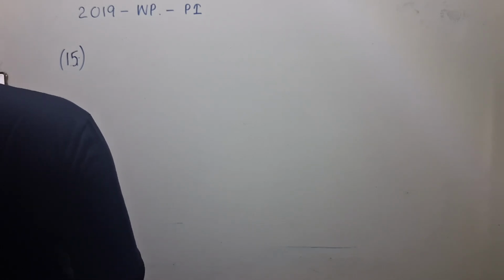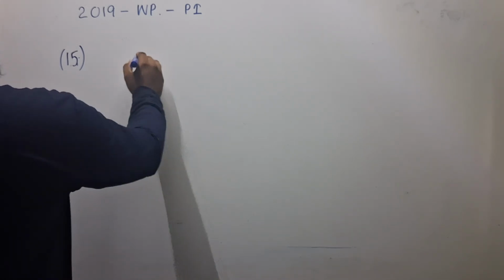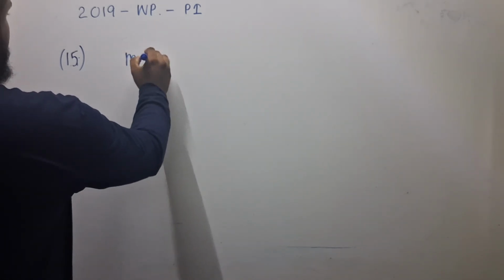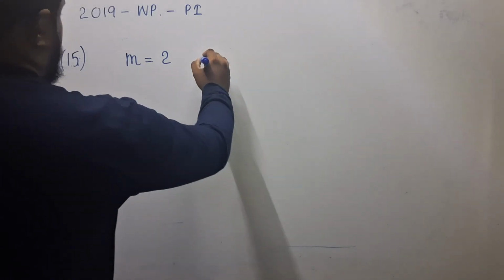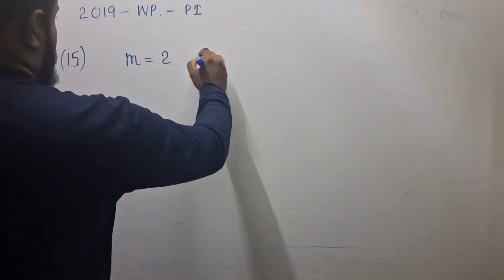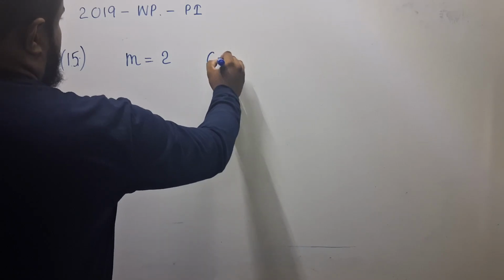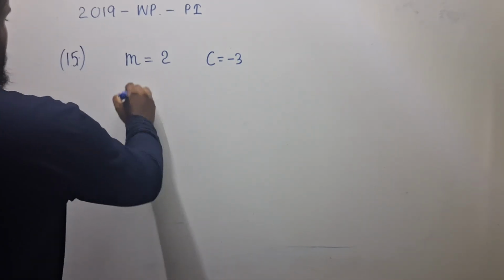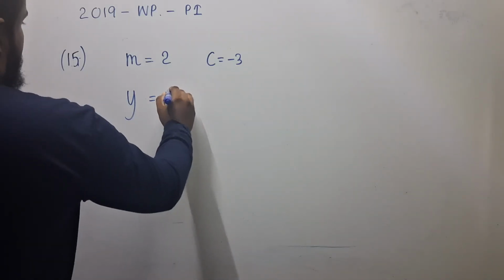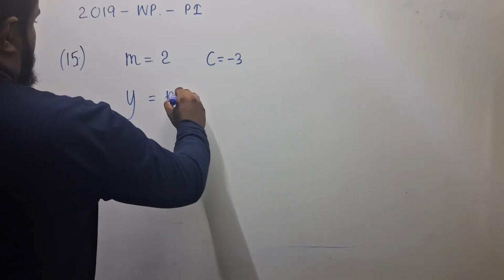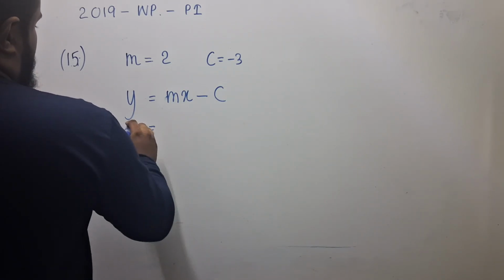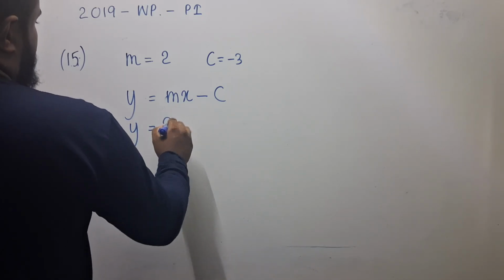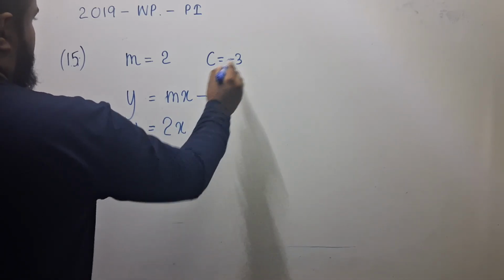Write down the equation of the straight line with the gradient 2 and intercept minus 3. Gradient is given by m. m is 2. Intercept is minus 3, so c is minus 3. So how to write? y equals mx plus c. According to that, you can write y equals 2x minus 3.